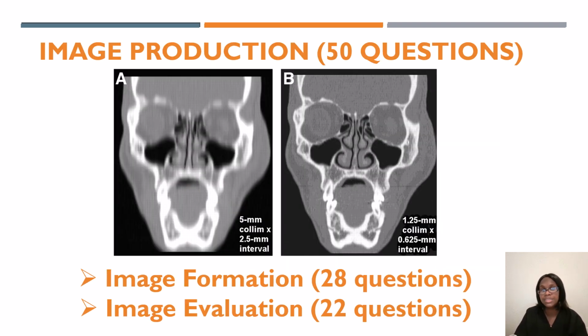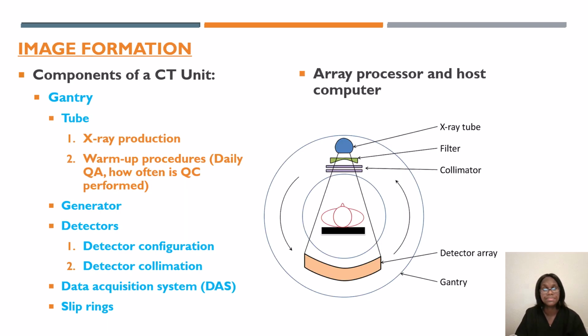Now we're going to dive into the image production. 50 questions will be under this section. We're going to talk about image formation, 28 questions under this section, and image evaluation, 22 questions. So this is going to be your physics, which will be the second largest part of the test. We have image formation.